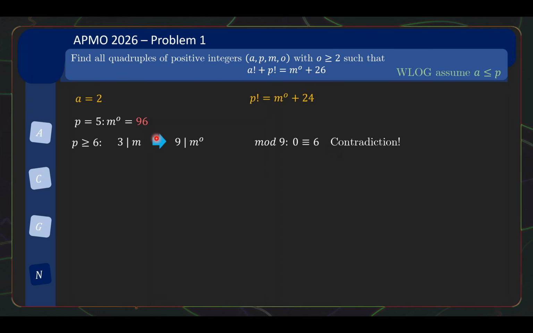Okay, how about P greater than or equal to 6? So what happens is, now this is divisible by 8 times 3, right? 8 seems to be a huge power of 2. We don't want to really mess around with it. So let's take a look at 3. Same analysis as before. 3 divides this P factorial, 3 divides 24, so 3 divides M. And O is greater than or equal to 2, so 9 divides M to the O. So if you take mod 9, you have 0, 0, and 6. So 0 congruent 6, contradiction. So there's no solution in this case.